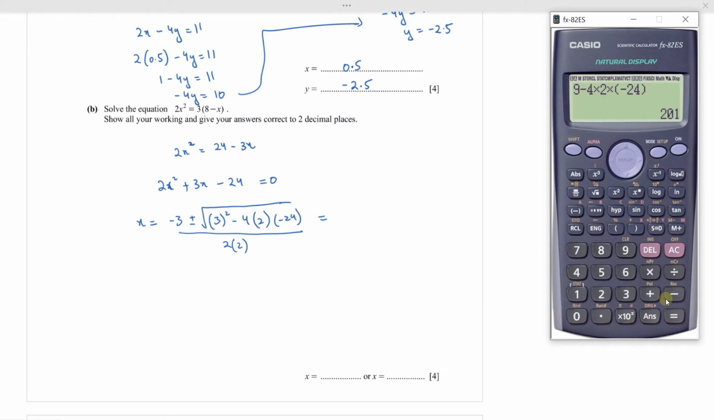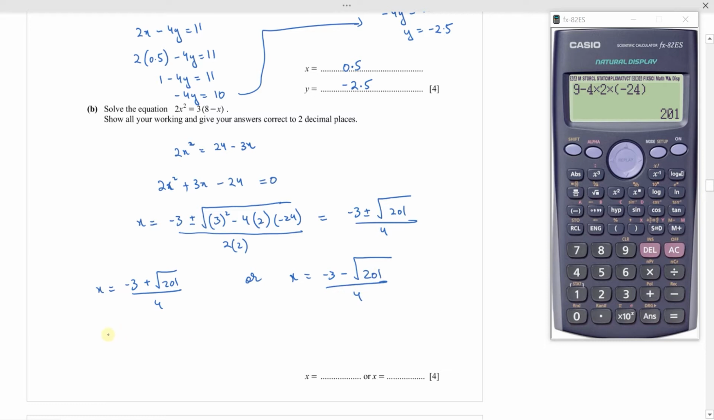So this is square root 201. So minus 3 plus minus square root of 201 divided by 4. So x will be equal to minus 3 plus square root 201 divided by 4, or x equals minus 3 minus square root of 201 divided by 4.